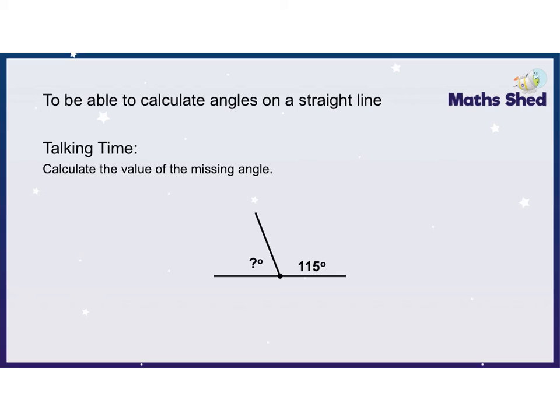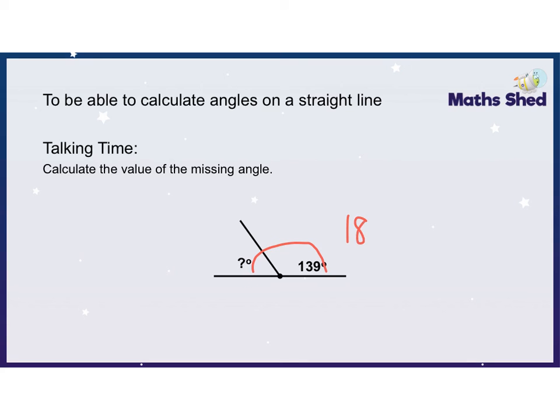Okay, again, calculate the value of the missing angle. All straight line, 180 degrees. This is 115 here. So our missing angle would be 180 take away 115, which would leave us with 165 degrees.